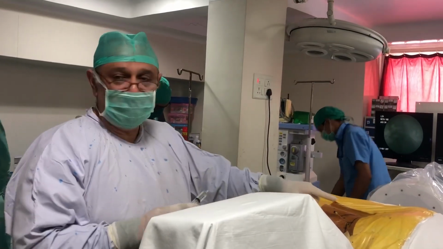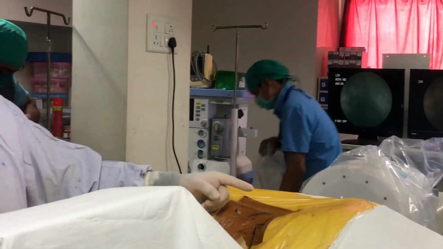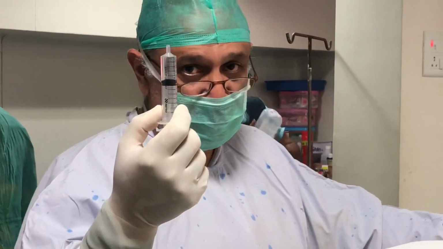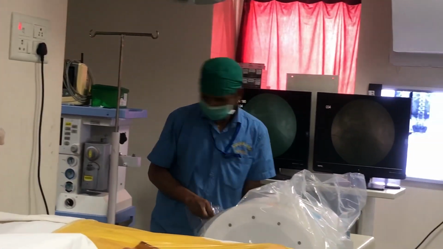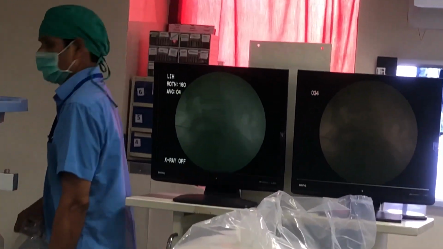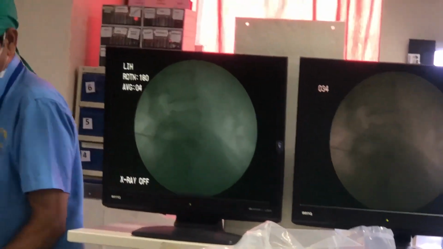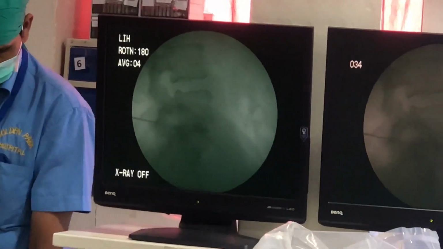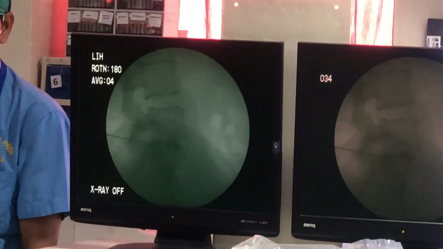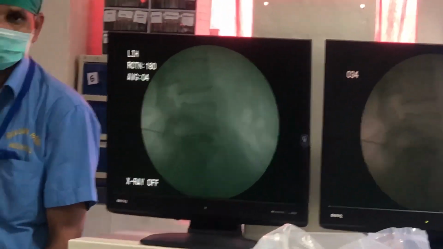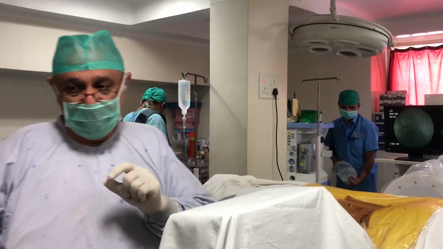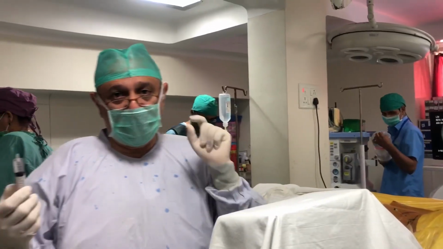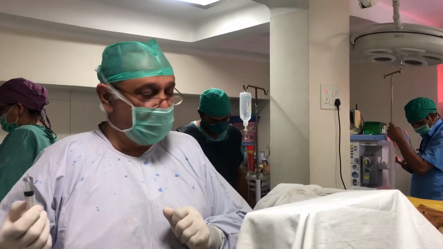I have already injected the dye. I was able to push in about 5 cc of dye very comfortably into the disc. John, can you move aside please? As you can focus over there, you will see that the dye has leaked posteriorly into the canal, and the patient has confirmed that he has severe backache when we push in the dye. This is a positive discography, a provocative discography.